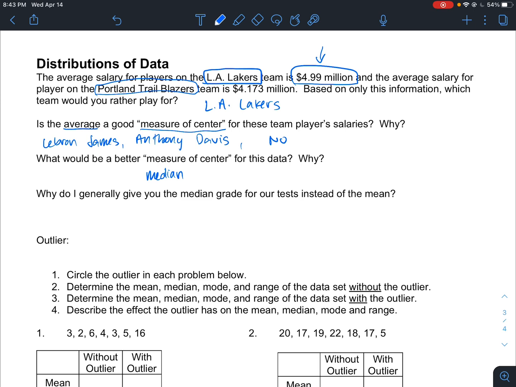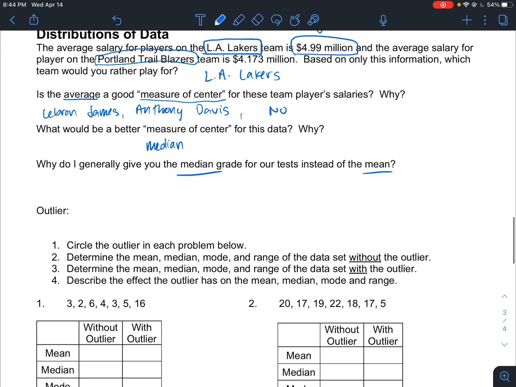So again, if I were to show you a histogram or a box and whisker plot of the data of your test scores, it wouldn't be symmetrical, meaning that the average, or the mean, isn't a good way to measure the center, or where most of the students actually scored. So it's actually better if I give you the median grade rather than the mean.